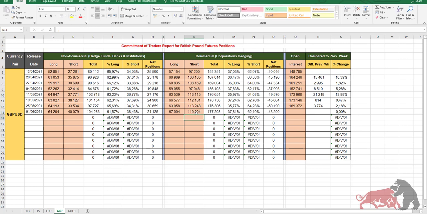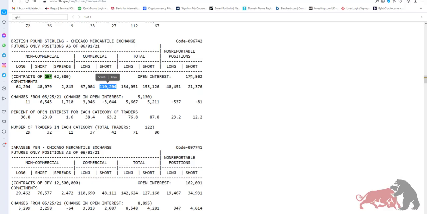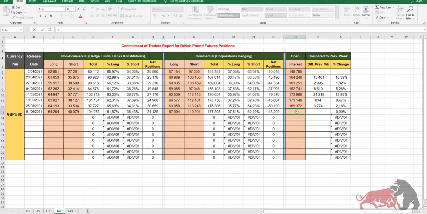110,204. They've taken profit on their short exposure on pound USD. Last week they increased by 1,000. This week they've taken profits by about 3,000 positions. Now open interest is sitting at 174,502. That's a jump of just about 5,000. Yeah, that's a big jump.